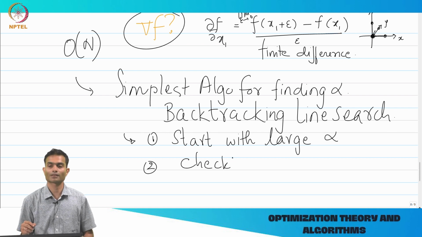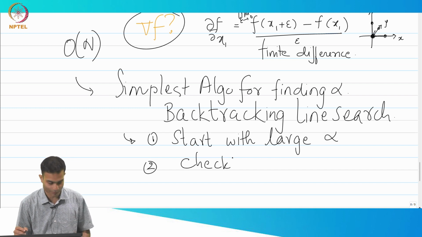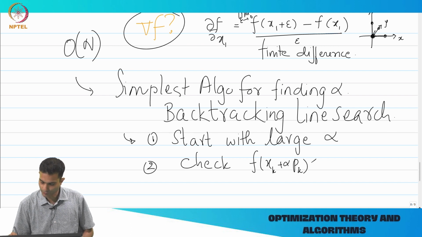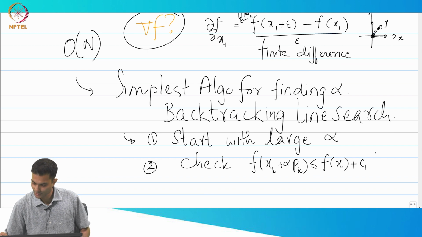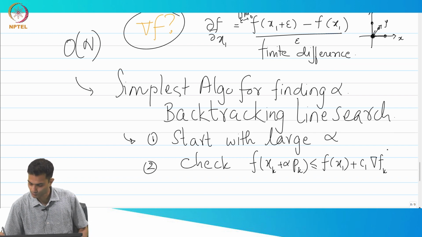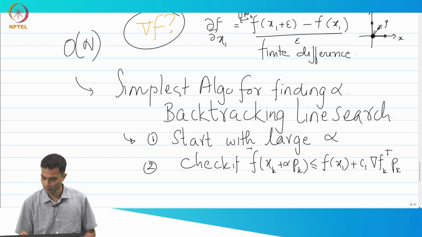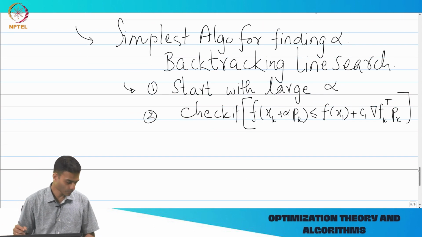Check, for example, we can check any of the Wolfe conditions. For simplicity, let us just say sufficient decrease. You could put in the other one also. So f of x k plus alpha pk, I want it to be less than f of x k plus C1 times the linear approximation. Check if this is true.